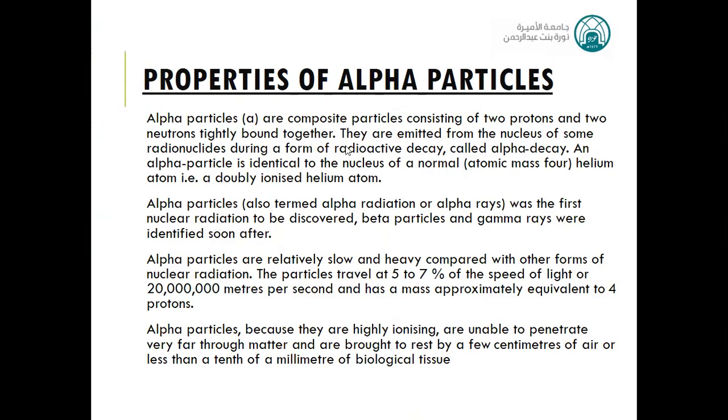The properties of the alpha particle. An alpha particle consists of 2 protons and 2 neutrons. The alpha particle was the first nuclear radiation to be discovered. Beta particles and gamma rays were identified soon after. Alpha particles are relatively slow and heavy compared with the other forms of nuclear radiation. The particles travel at 5 to 7% of the speed of light.